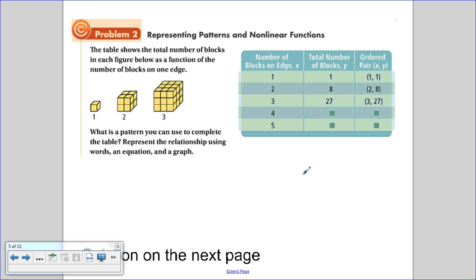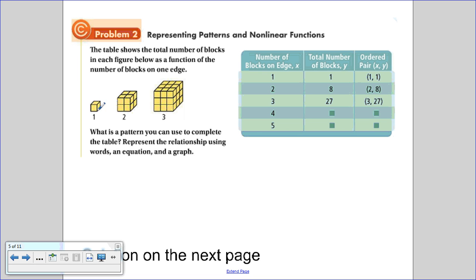All right. So how do you represent these? This is a little bit trickier than linear. This table shows the total number of blocks in each figure as a function of the number of blocks on one edge. So this has 1 block, 2 blocks, 3 blocks wide. And then this is the total number of blocks.